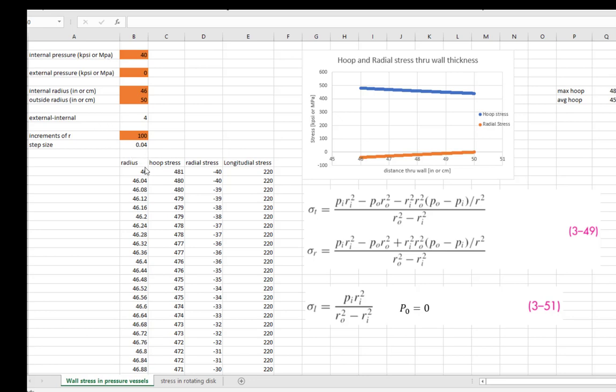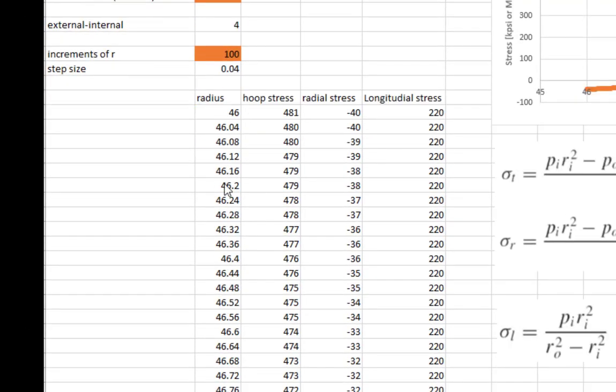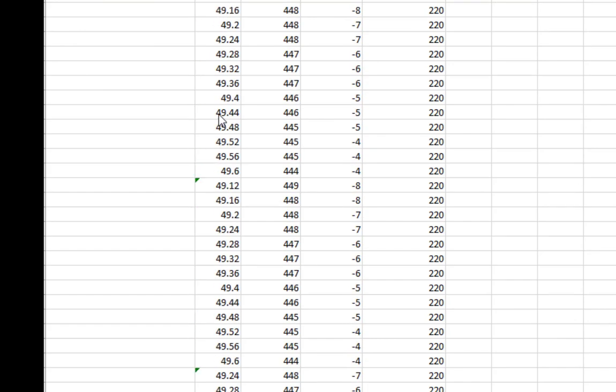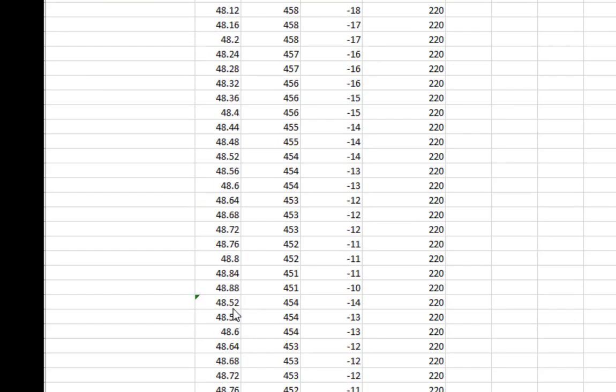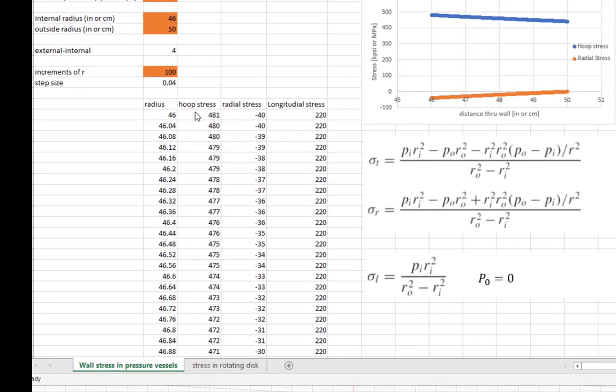And so I start with the inner radius and then I add 100 increments to that inner radius of 0.04 in each case until I get to the outermost boundary. I then use the equations that are shown on the right here to calculate the hoop stress, that's sigma t, the radial stress, that's sigma r, and then if P0 is 0, I easily calculate the longitudinal stress.